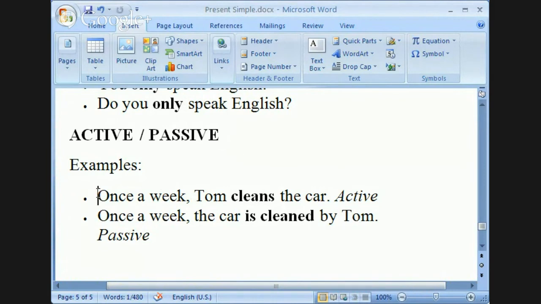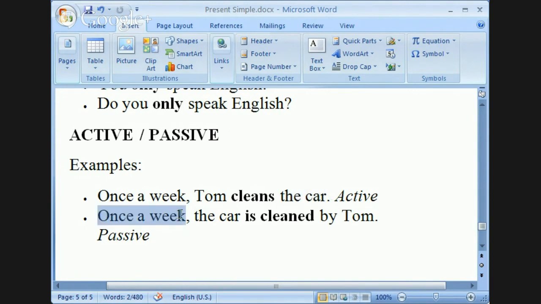The form is like this: once a week, Tom cleans the car. This is an active sentence. Tom is the subject. He does the action. Cleans is the action, the verb. The car is the object of the verb. The object noun, it is the thing which has the action done to it. Well, there you go. Very simple. Most sentences in English are active.